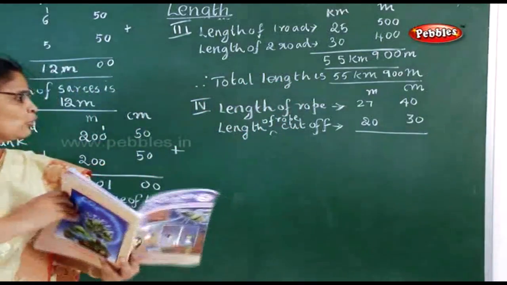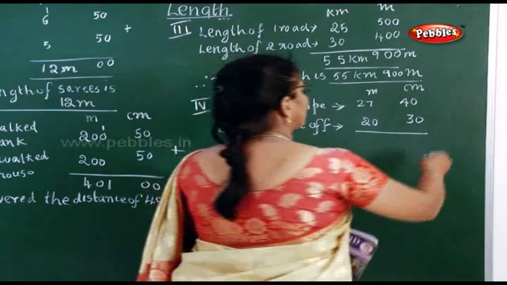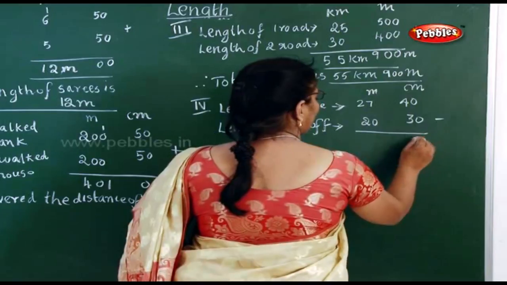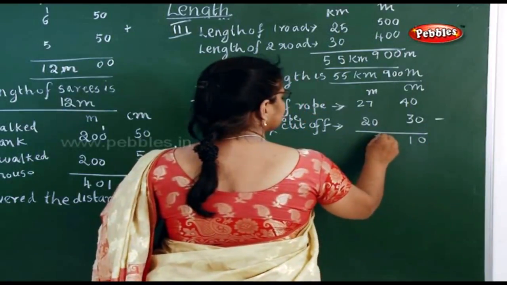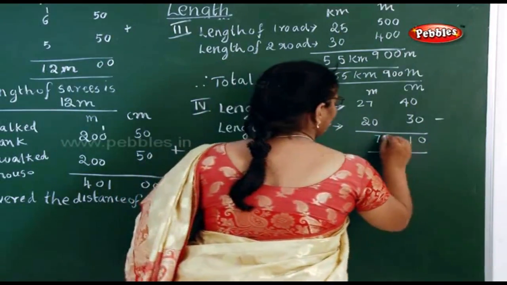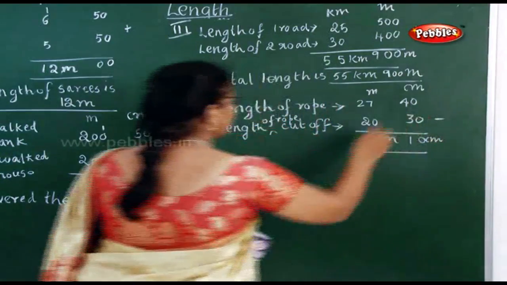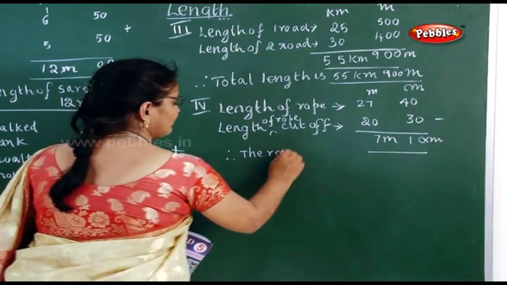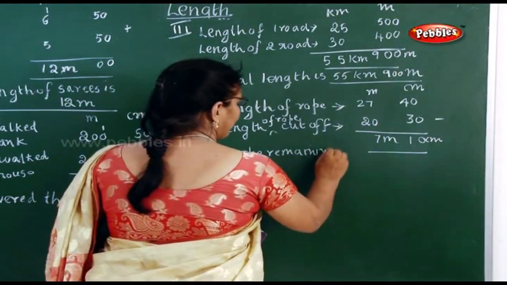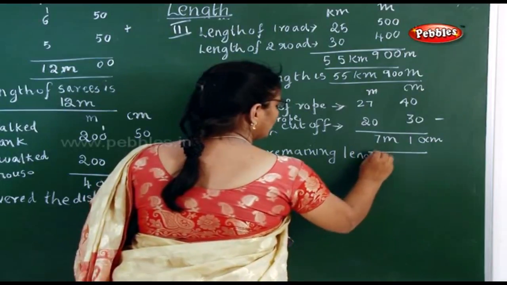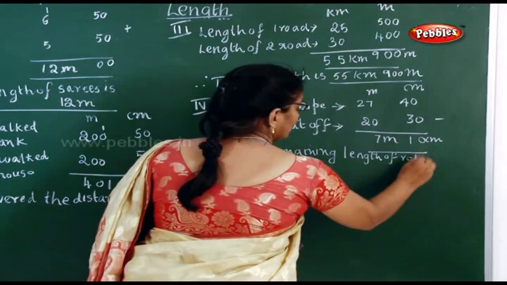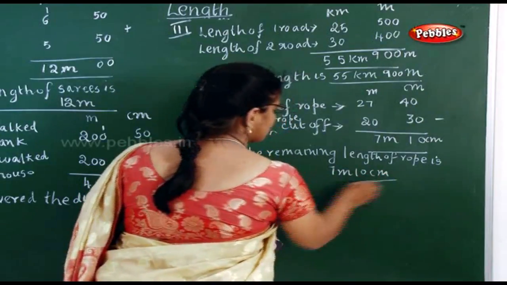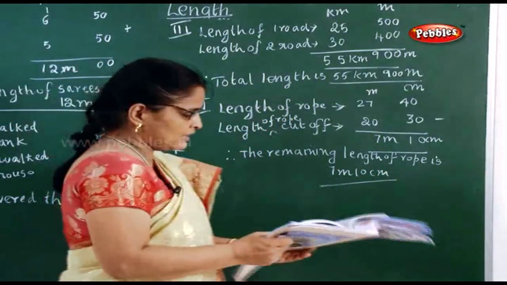What is the length of the rope left? So immediately you have to minus. Left means remaining. So 0 minus 0 is 0, 4 minus 3 is 1, 7 minus 0 is 7, 2 minus 2 is 0. So you will write 7 meter and 10 centimeter. The remaining length of the rope is 7 meter and 10 centimeter.